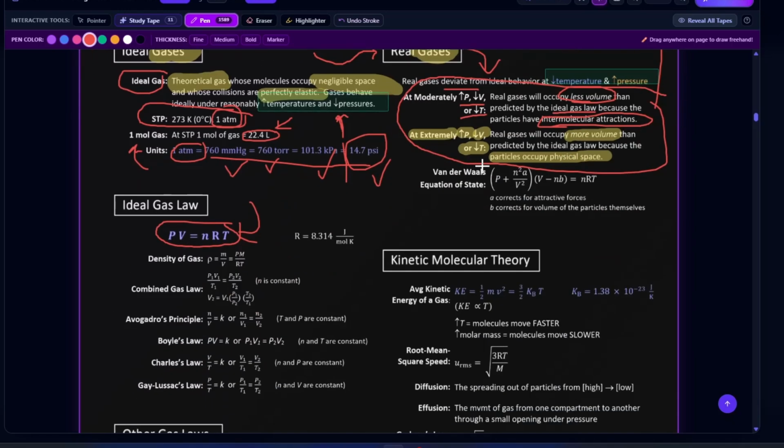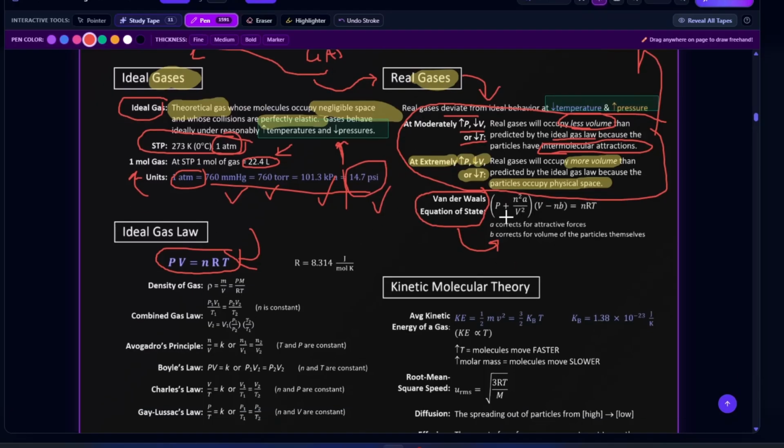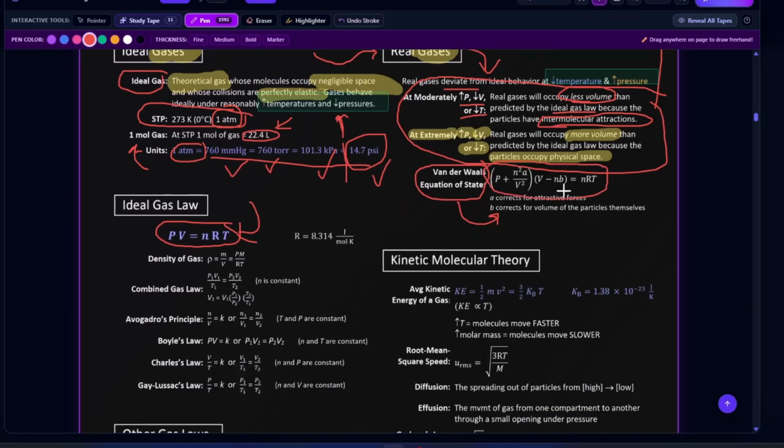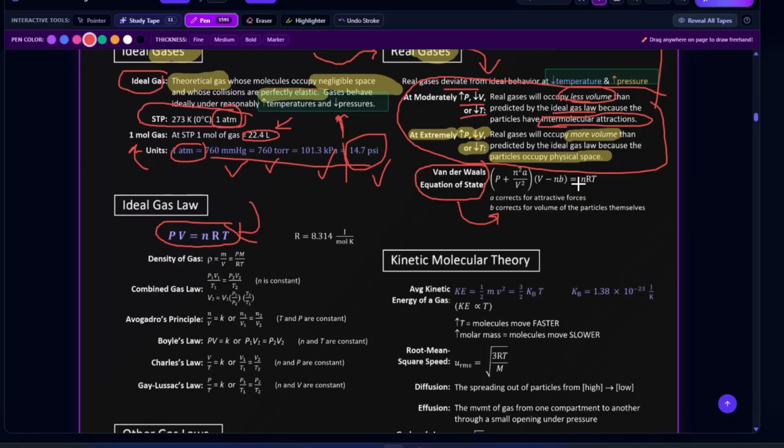And then the van der Waals equation of state is just one way to predict the deviation that's happening. So real gases deviate from being an ideal gas under these circumstances, and this equation is just one way. I have not had to use this entire equation before, and I don't think you have to.